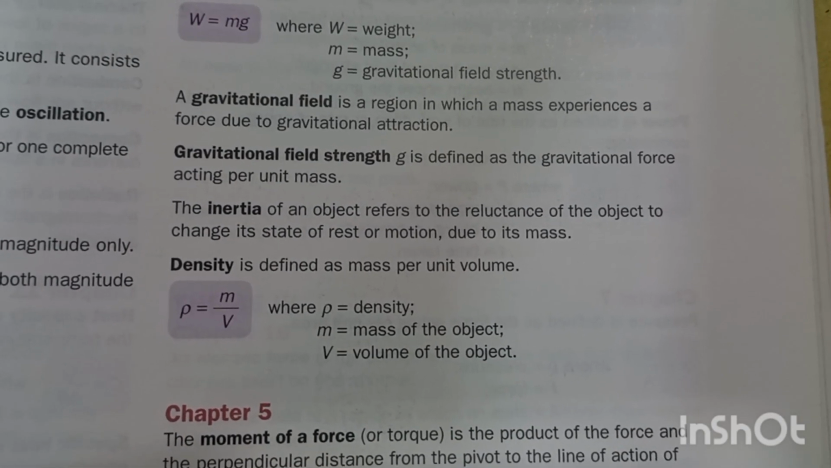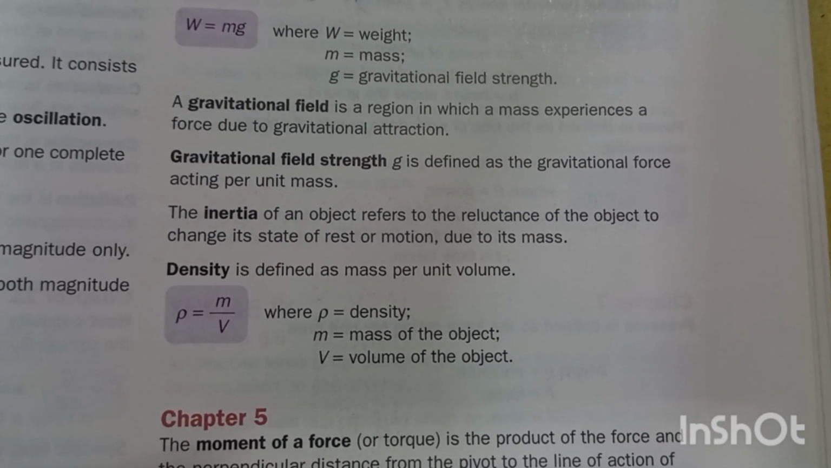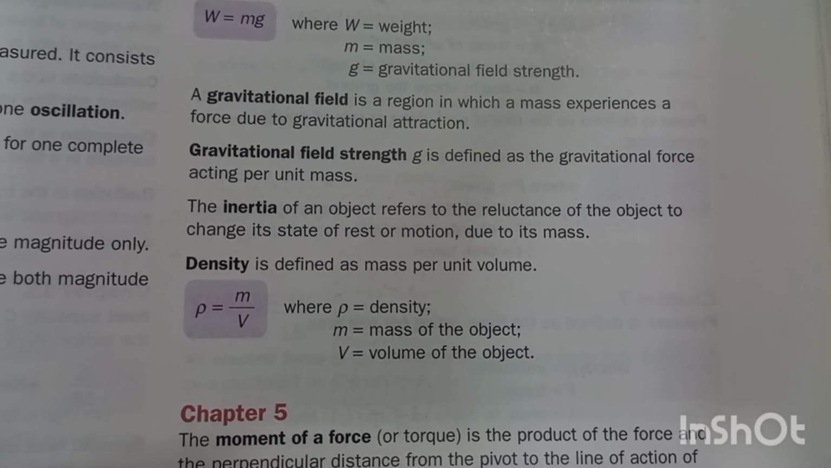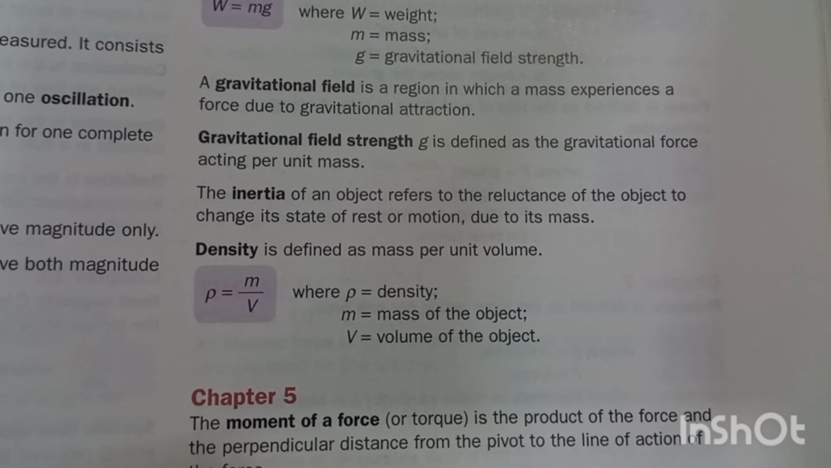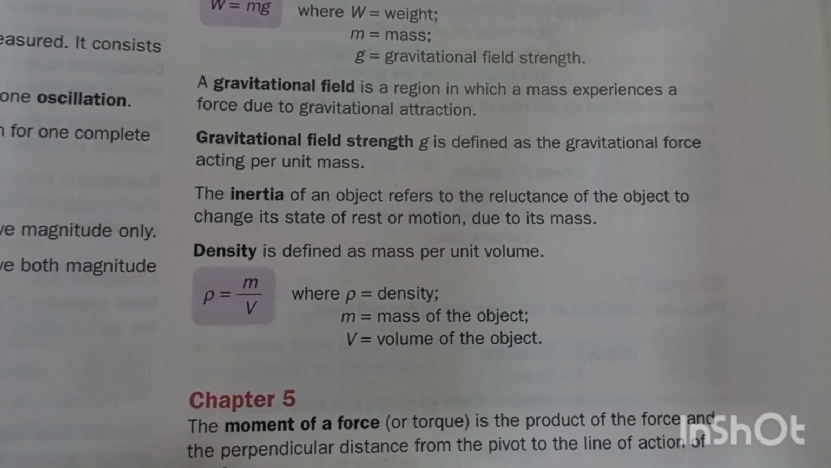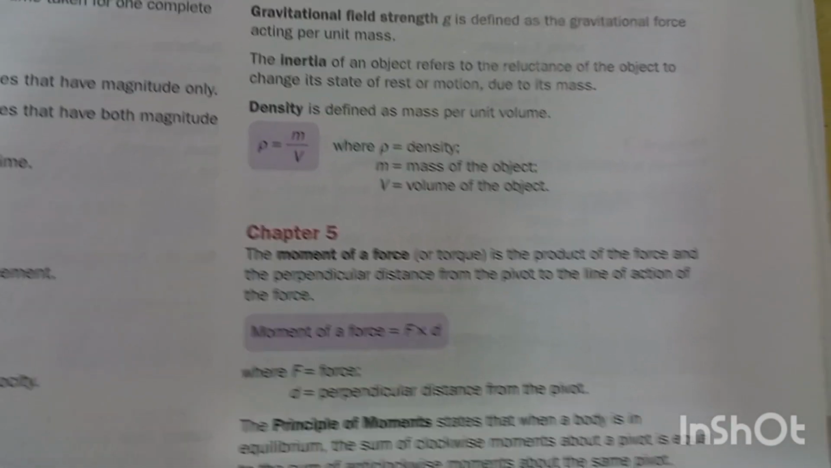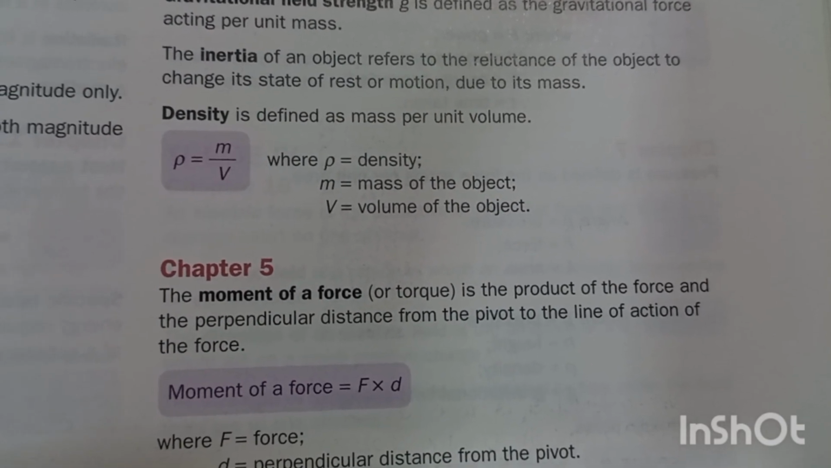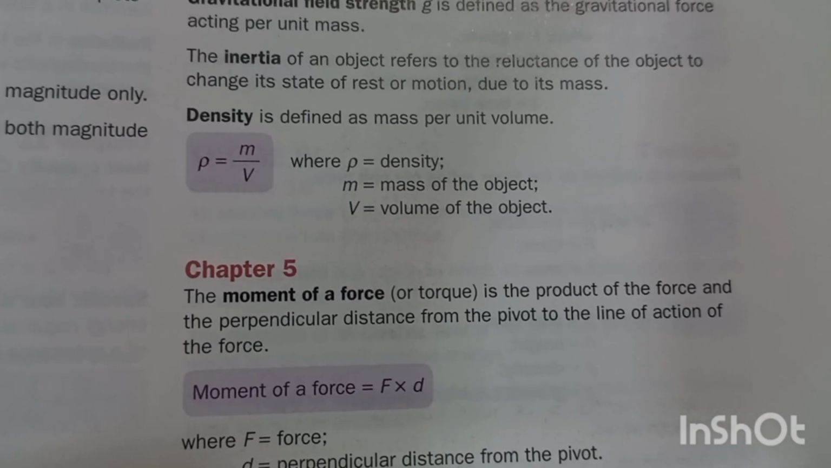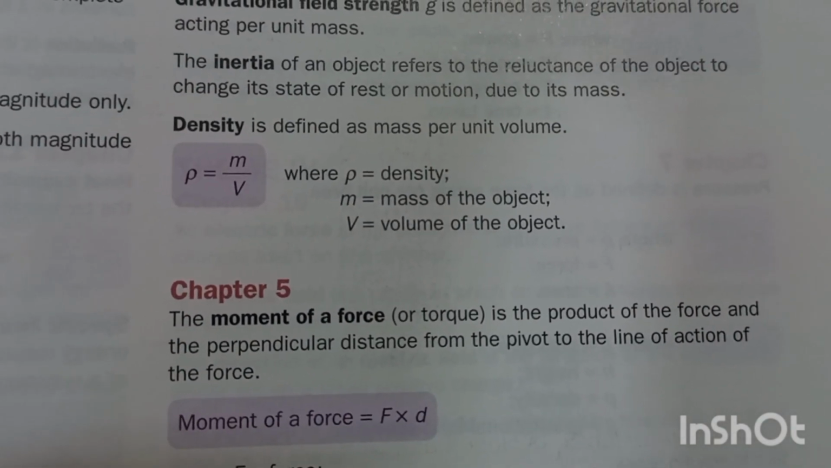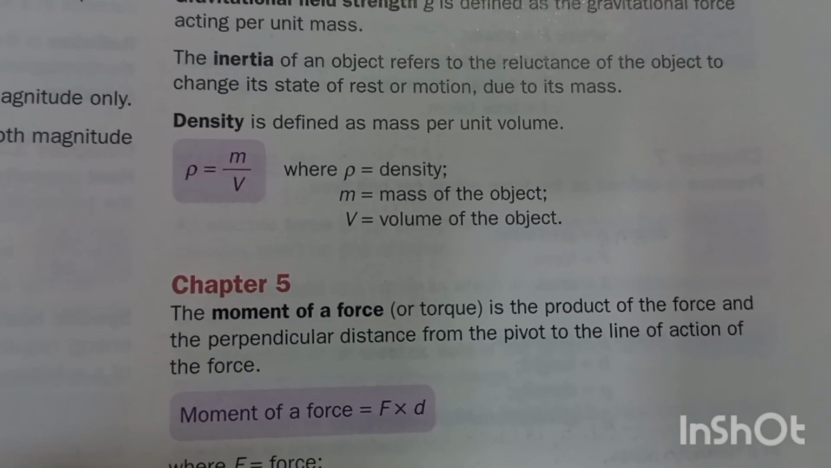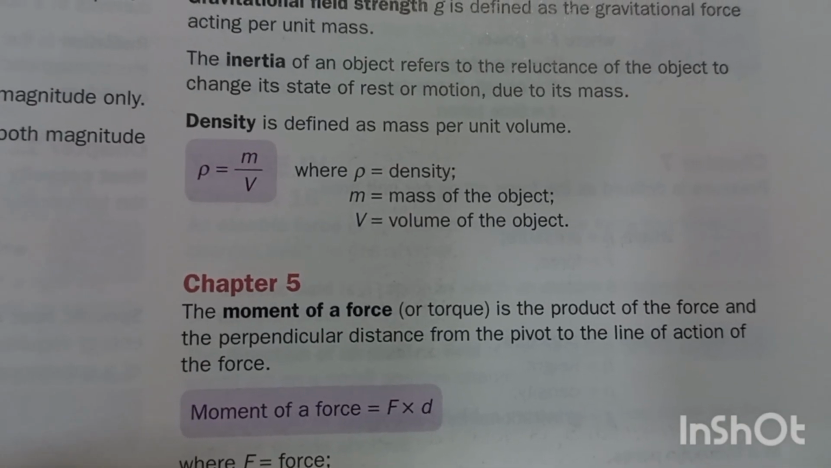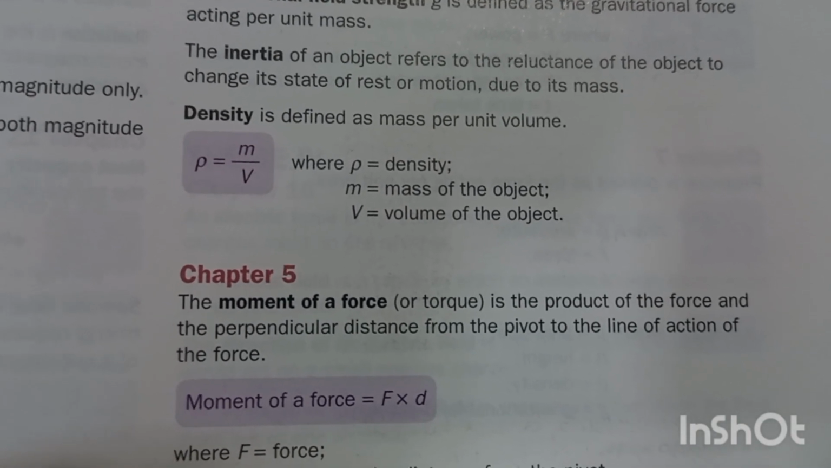The inertia of an object refers to the reluctance of the object to change its state of rest or motion due to its mass. Density is defined as mass per unit volume. The density is represented with this formula. The rho, this is the alphabet which shows the density. Rho equals mass divided by volume, m by v, where rho means density, m stands for the mass of the object, and v stands for the volume of the object.